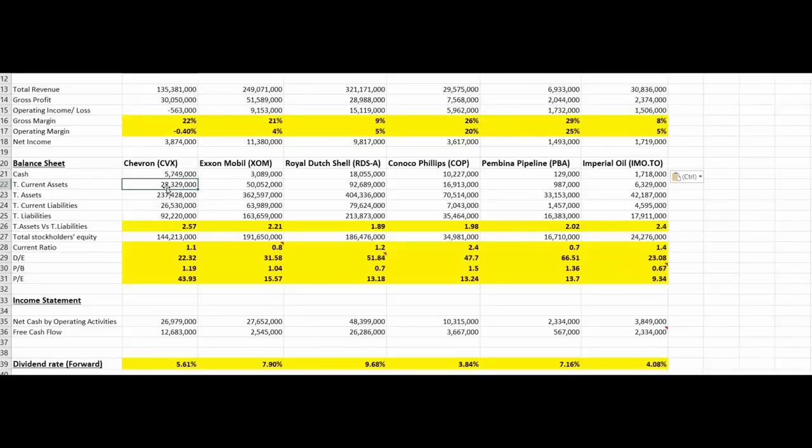So the total current assets for Chevron is around 28 billion, ExxonMobil 50 billion, Royal Dutch 92 billion. That's huge, that's good, but it's also a bigger company, so that's why it has a huge amount of assets, but it's good. ConocoPhillips 16 billion, Pembina 987 million, and Imperial Oil 6.32 billion. Now, like we saw here, these two companies have almost similar market cap, though Pembina is stronger in its margins. But as you can see here, the current assets is huge.